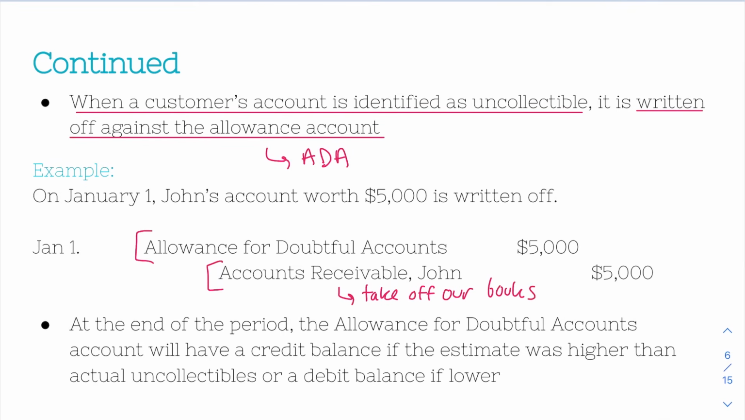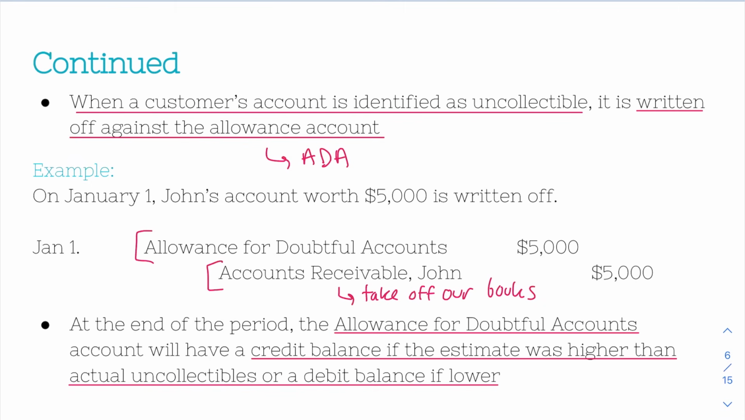And then just kind of an intuitive thing for you, at the end of the period, the allowance for doubtful accounts account will have a credit balance if the estimate was higher than the actual uncollectibles, or a debit balance if lower. So it's an estimate. We had our original $50,000 estimate. If we only had $40,000 worth of accounts go uncollectible, then we'll have a credit balance at the end of the year, meaning our estimate was too high. And then vice versa, it would have a debit balance on the other hand. So it is an estimate and it won't be perfect.